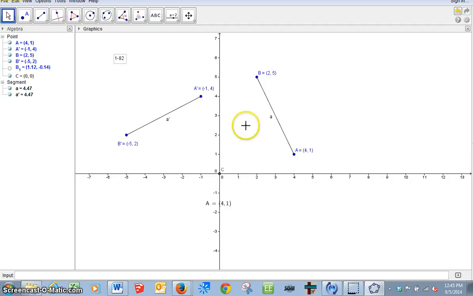A was at 4, 1. A prime is at negative 1, 4, because the values for the X's changed right here at the origin. Positive to the right, negative to the left. Did the same thing happen for the points 2, 5 when going from quadrant 1, where we have a positive XY value, into quadrant 2, where we have a negative positive XY value? And yes, we see that the absolute values for X and Y changed places, and the sign for the X value changed because now we're on the other side of 0.